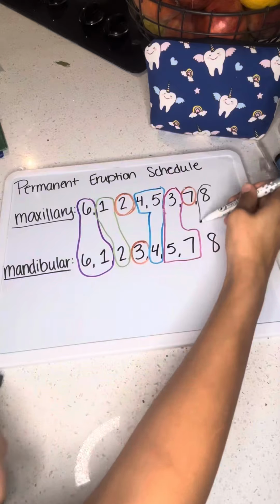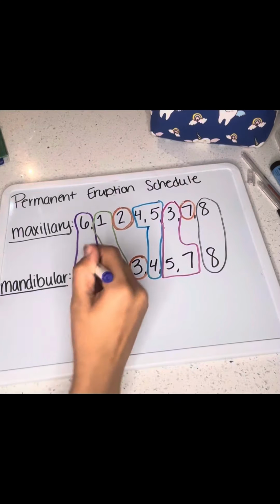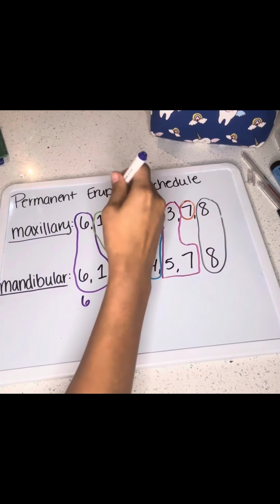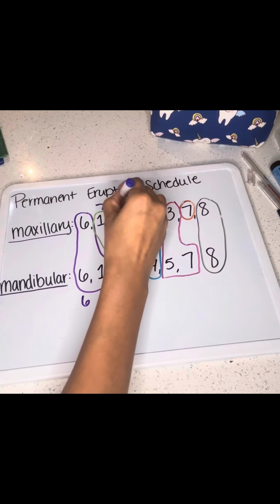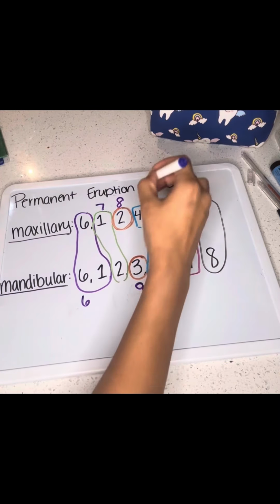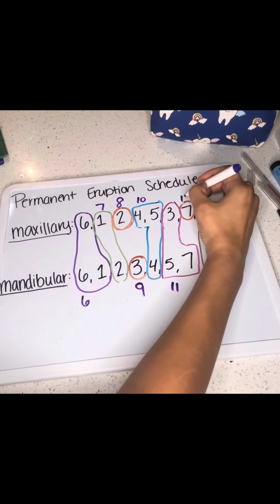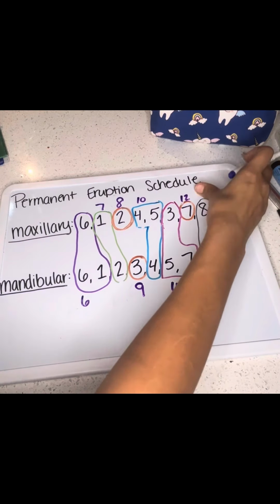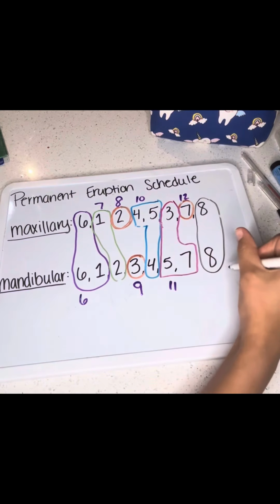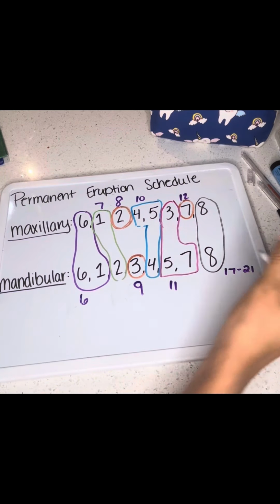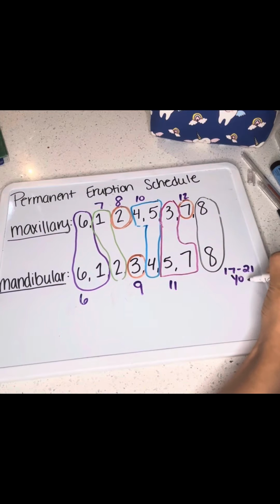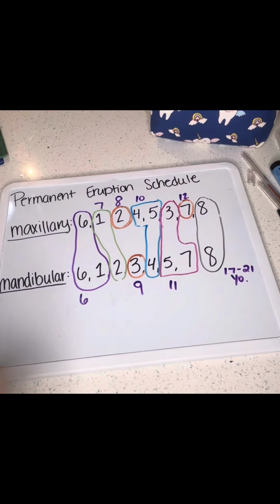The maxillary and mandibular first molars and central incisor, those are going to be starting at age 6, and we'll go from there. We're going to label 7, 8, 9, 10, 11, 12, and then that one is still 17 to 21 years old. I'm able to remember the 17 to 21 years old because that's kind of the highest age that we're going to be getting any teeth.